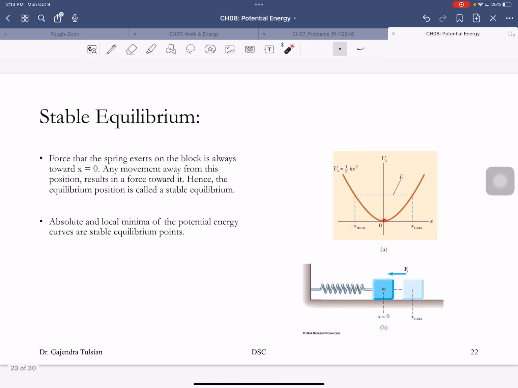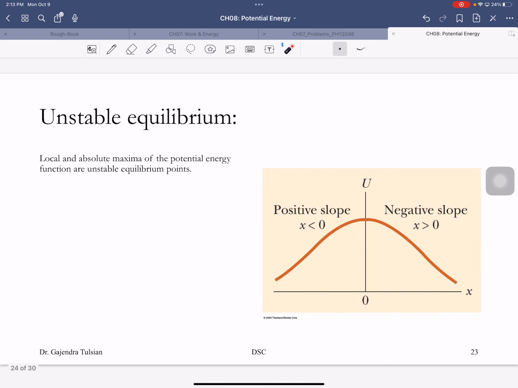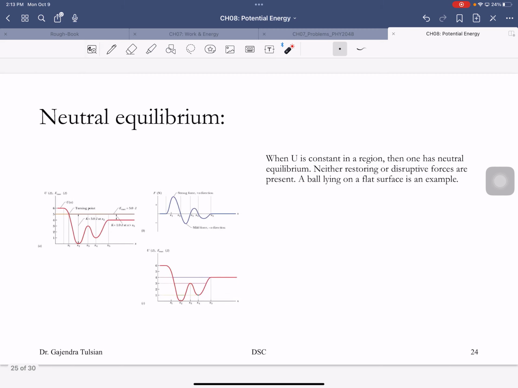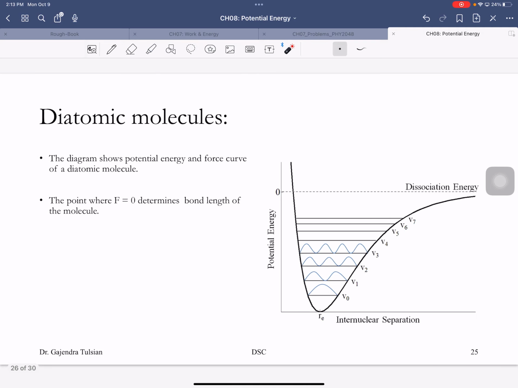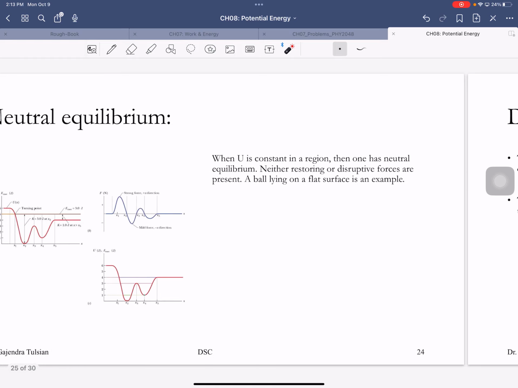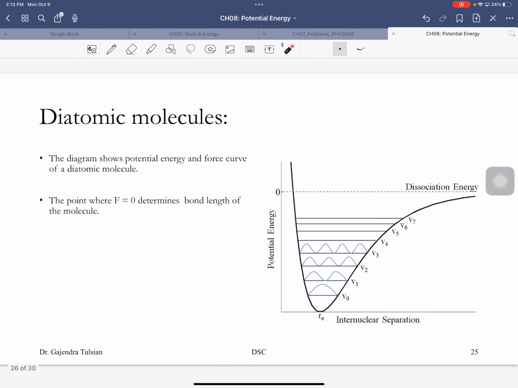So stable equilibrium points are local minima and absolute minima. Unstable equilibrium points are local maxima and absolute maxima. Neutral equilibrium points are regions of horizontal, flat surfaces in the potential energy curve.